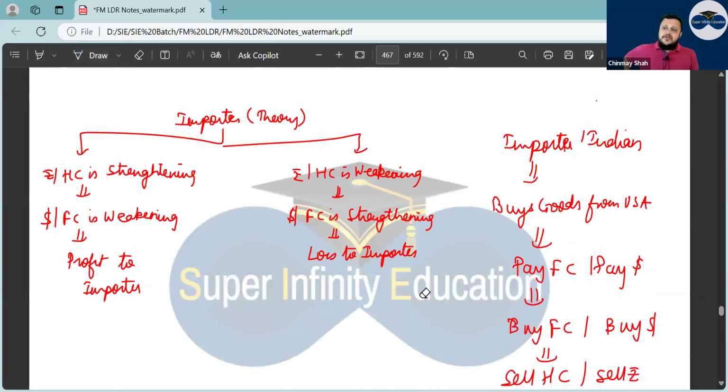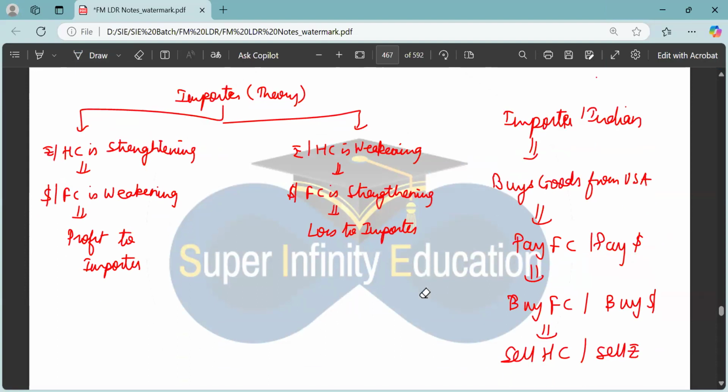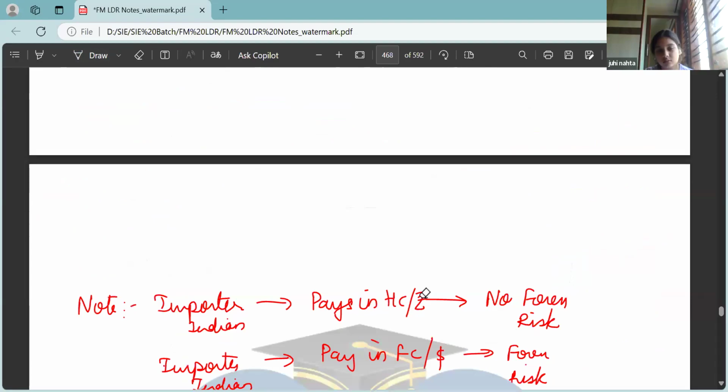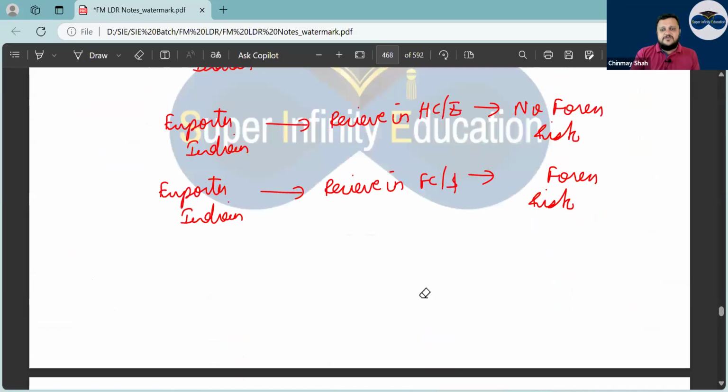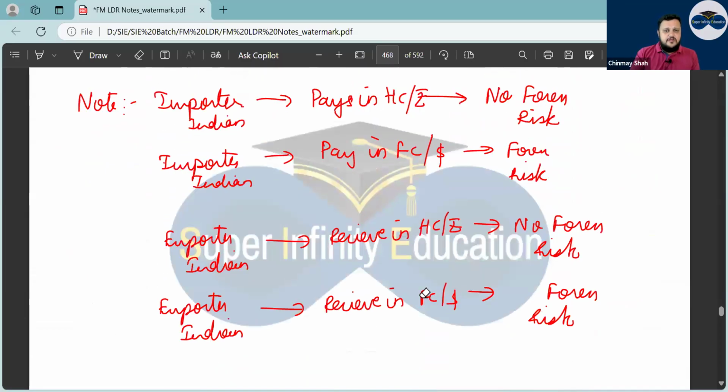Importer, right? He buys goods from USA. So will the USA guy say no, pay me in rupees, or will he say pay me in dollars? Tell me. Dollars. But in India, does he have dollars? No. We will have to what? Buy dollars. That only means what? Buy which currency? Foreign currency. Buying foreign currency means only what? Tell me. Selling home currency. Makes sense. Tell me. An importer, whenever the home currency is strengthening, he'll be happy because he'll have profits. But whenever home currency is weakening, he'll be at a loss. Correct? Vice versa is also correct.